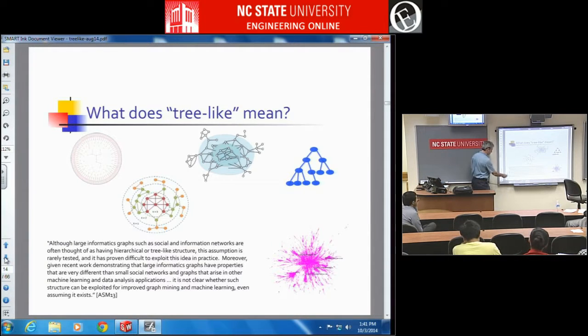What does it mean to be tree-like? So large informatics graphs are oftentimes talked about as having tree-like structure. That's an assumption. It's a hypothesis. It's almost never tested. And it turns out to be surprisingly difficult to test and evaluate that in practice. So the bottom line of the second half here is going to be that there is tree-like structure. We have ways to characterize it and exploit it in certain settings. But the ways that are successful in characterizing and exploiting it are rather different than the ways that people typically think about it and think will be useful to exploit.